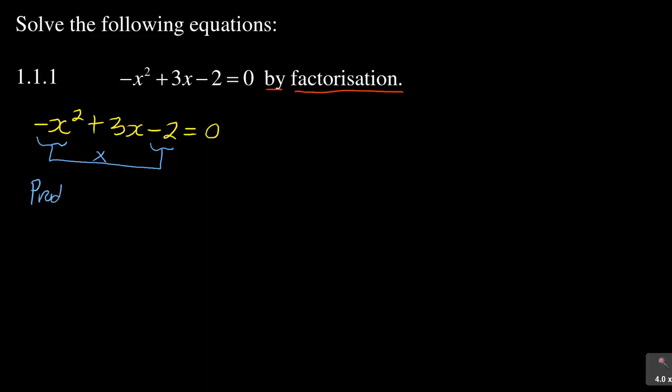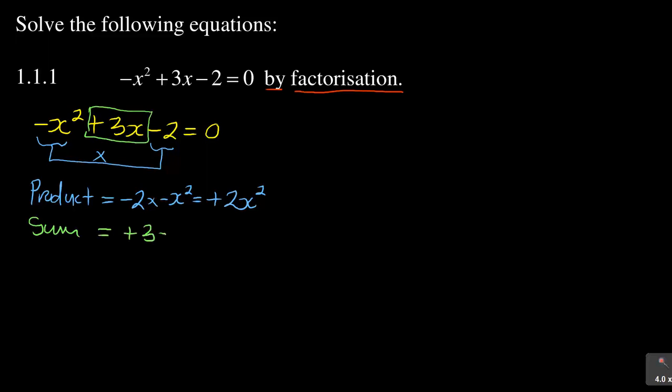It gives me my product. So the product there is equal to minus 2 times minus x squared, which will give me a positive 2x squared. So that's my product, and now my sum is what is remaining, which is in the center, and in this case my sum is positive 3x.